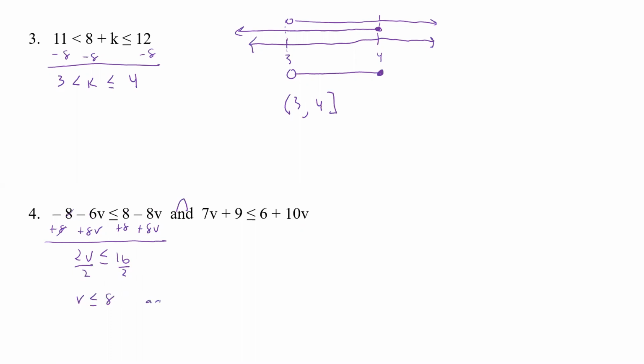And then we have and. Now here we have to solve this one. Now here there's more v's than there are here, so I'm going to subtract 7v here. I'm going to subtract 7v here.